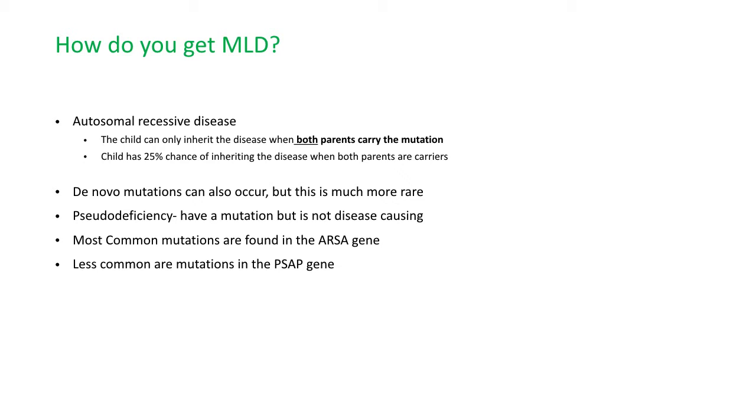De novo mutations can also occur, but this is much more rare. Pseudodeficiency means that the individual has a mutation, but it is not a disease-causing mutation. Most common mutations are found in the ARSA gene. Less common are mutations in the PSAP gene.